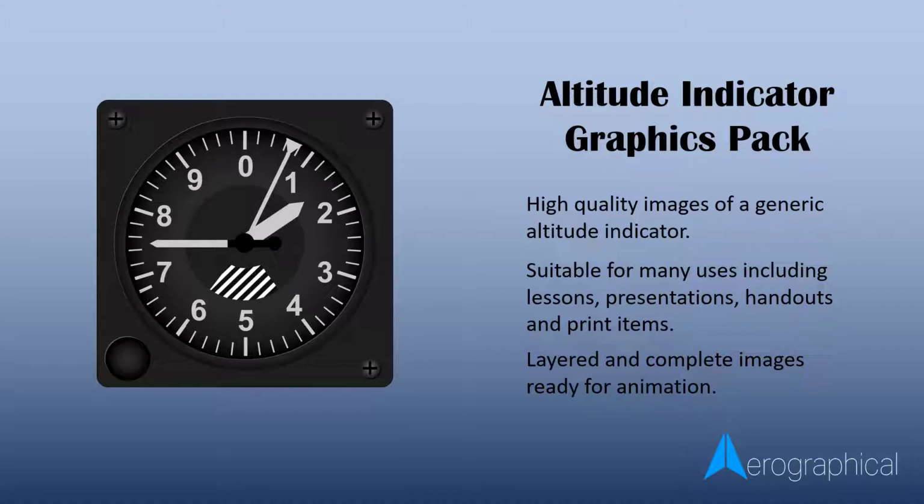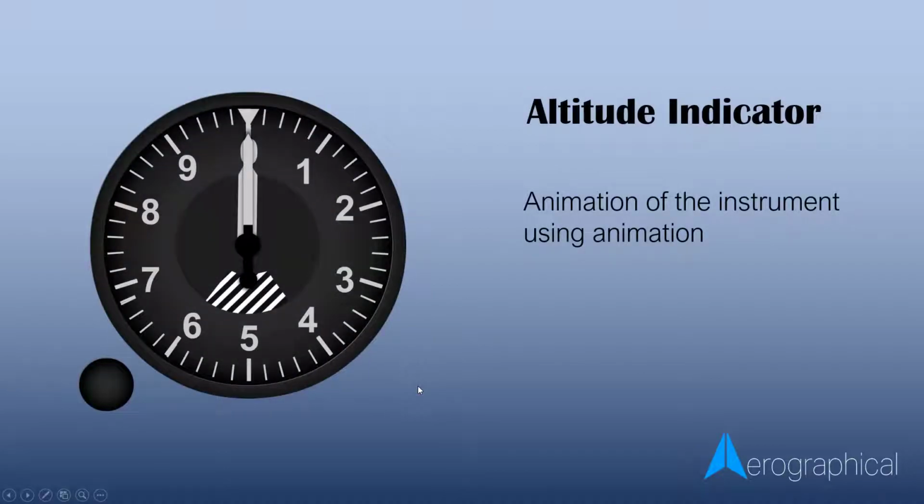It's layered and complete, so it comes in different components, which allows you to just use the complete image, or we can separate the pointers and animate them if we require in either PowerPoint or your animation tool of choice. So you can see we can animate the hands going around quite nicely, a way to make your lessons far more interesting for your students. And you can see we've got different types of image. We've got one without the back, we've got one just round, so lots of different types of altitude indicator graphics for you to use in your projects.